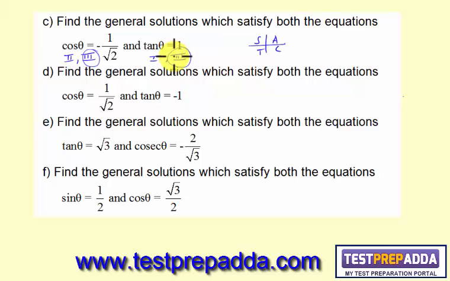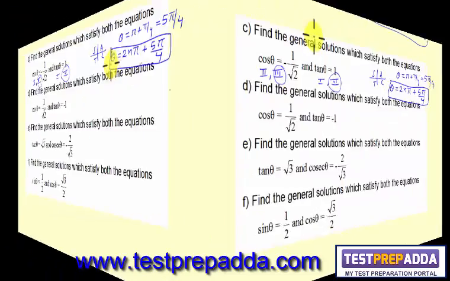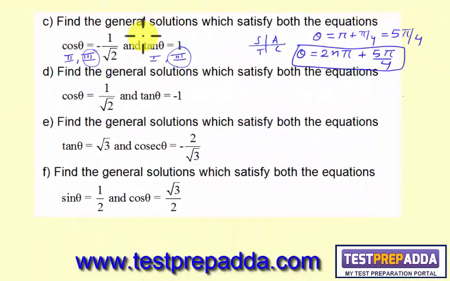And that is why we select theta as pi plus pi by 4, and that is 5 pi by 4. And since theta is 5 pi by 4, which lies between 0 to 2 pi and satisfies both the equations, that is why the general solution will be written as theta is equal to 2n pi plus 5 pi by 4. General solution. Okay, now I'll take the fourth question.